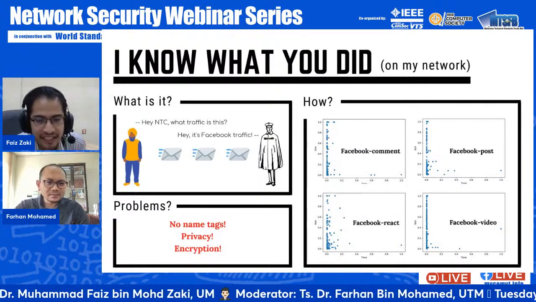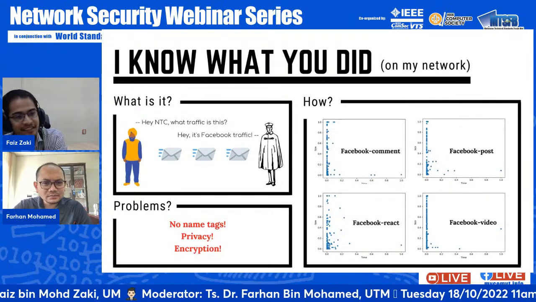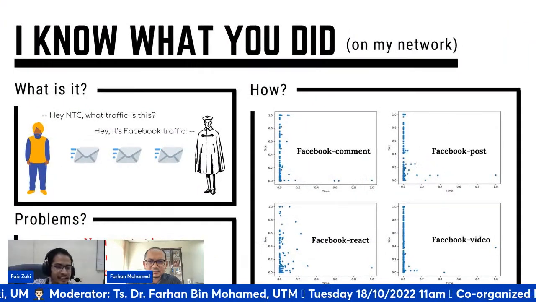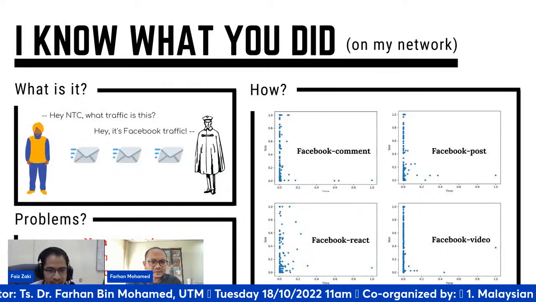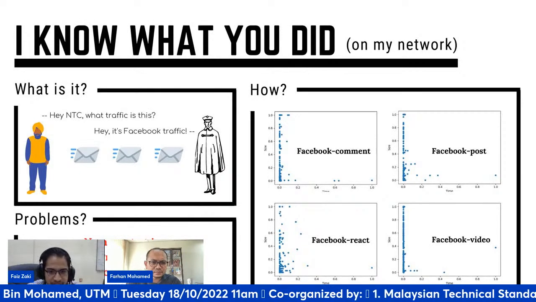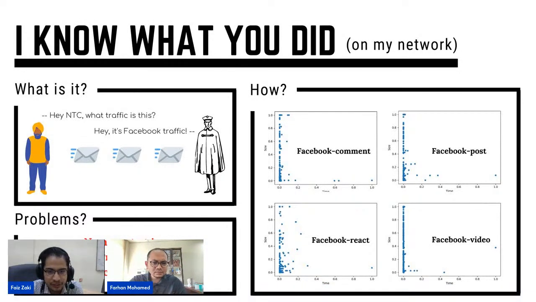The y-axis is the size, and the x-axis is the time, the packets captured over time. If we look at the Facebook video, for example, most of the packet sizes are distributed at the lower end, near the 0 bytes in the earlier time frame, right?